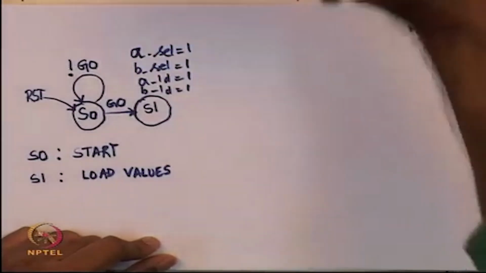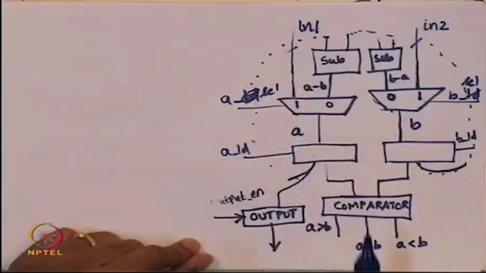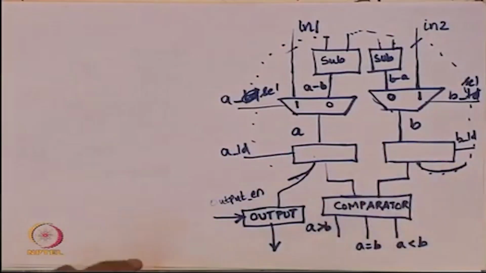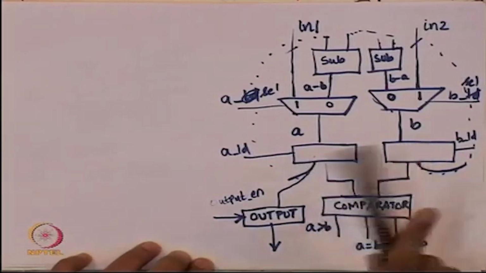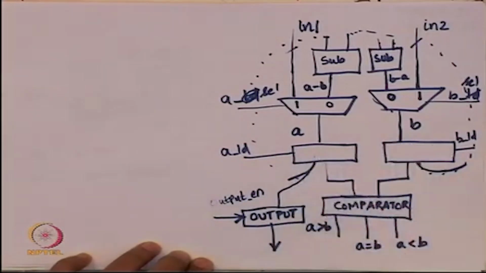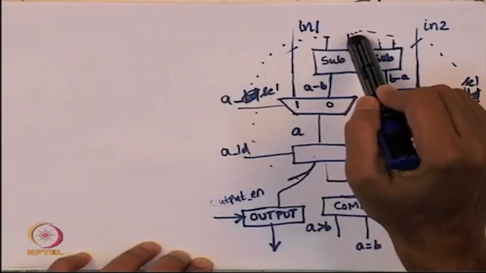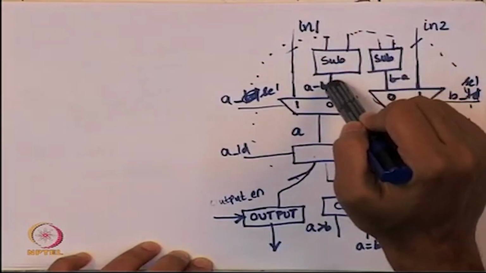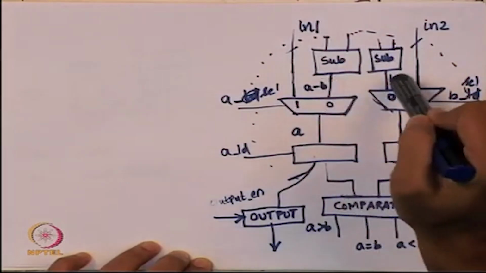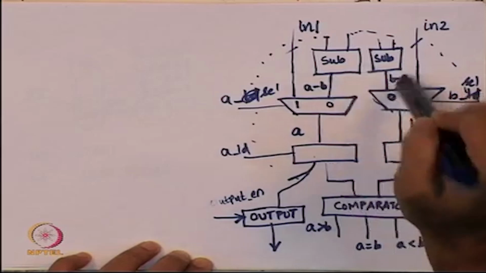So, let us again go to the data path, let us see what will happen in the next cycle. So, let us say the values A and B are in the registers here. So, in the registers A and B, let us assume that A and B got registered. What is the data path supposed to do now? A and B will be compared, you will get 3 different outputs here, and A and B will automatically appear as inputs to the subtractor. After some delay, the subtractor will give some results and they will appear in A minus B and B minus A.